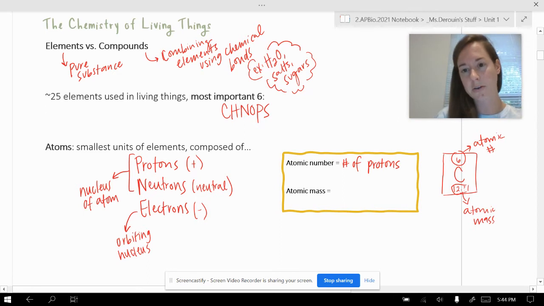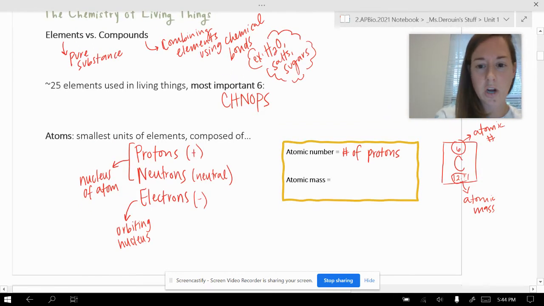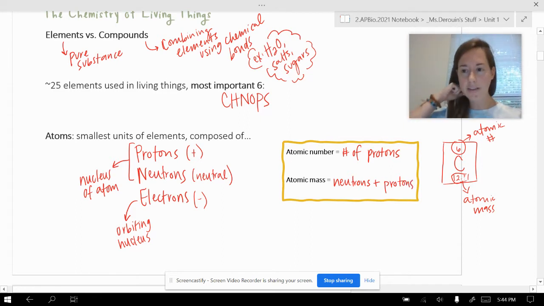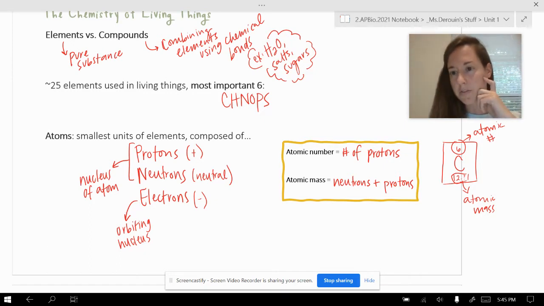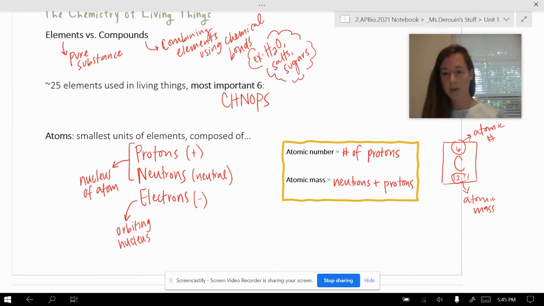And your atomic mass is also equal to the neutrons plus the protons. So to find the number of neutrons, all you need to do is take the atomic mass and subtract the atomic number, and that will give you the number of neutrons. For the lower ones, it's usually about equal to the number of protons, but once you get into higher elements, and even some of the lower ones, it's not exactly equal. So that's a quick refresher on atomic number and atomic mass.